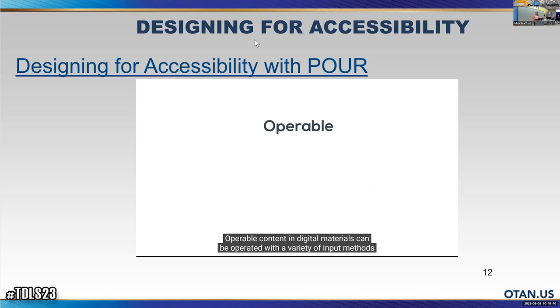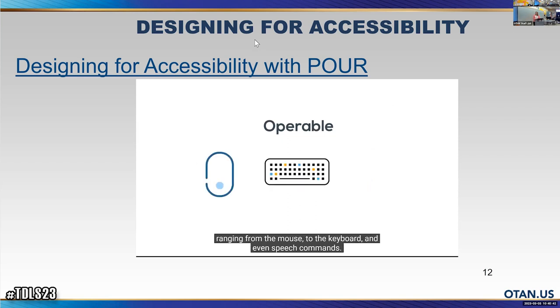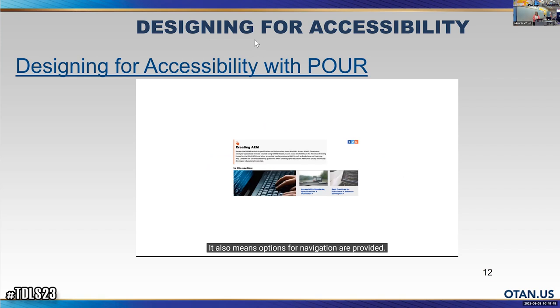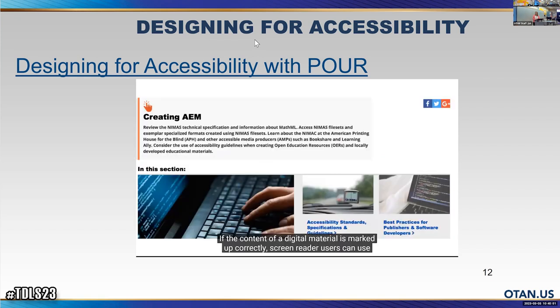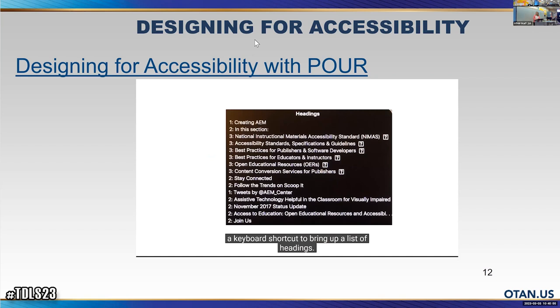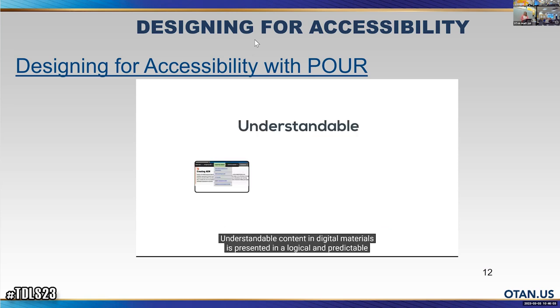Operable content in digital materials can be operated with a variety of input methods, ranging from the mouse to the keyboard and even speech commands. It also means options for navigation are provided. If the content of a digital material is marked up correctly, screen reader users can use a keyboard shortcut to bring up a list of headings. Using these headings, they can skip to the desired section without the need to listen to an entire page.